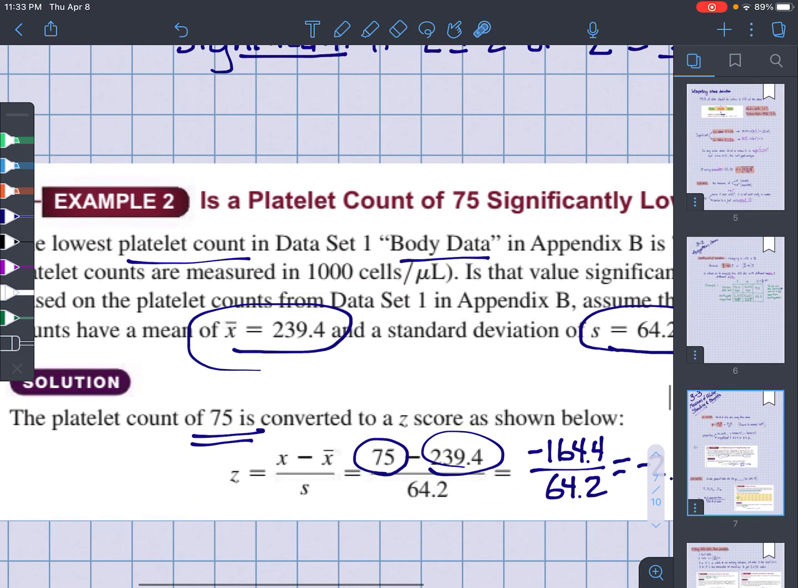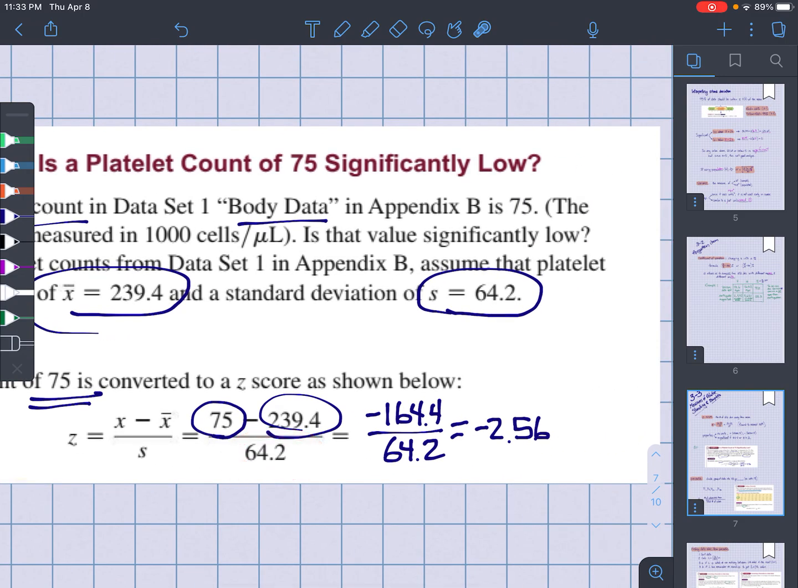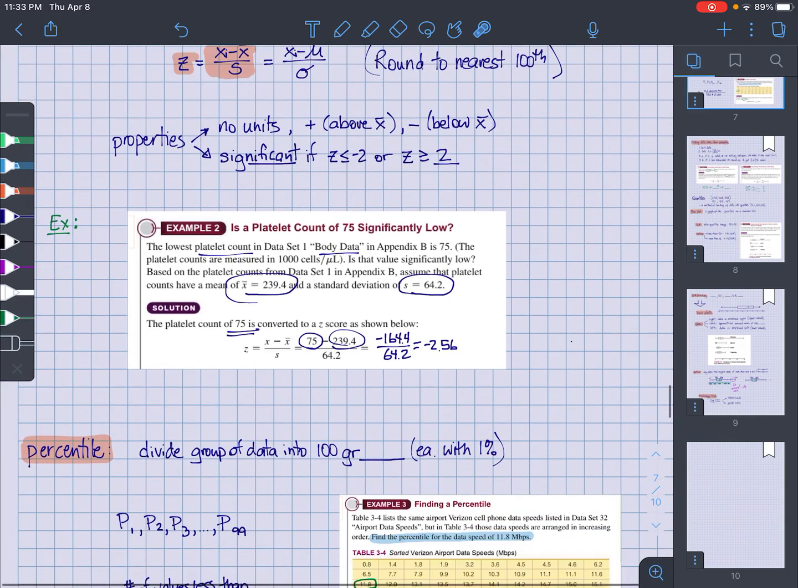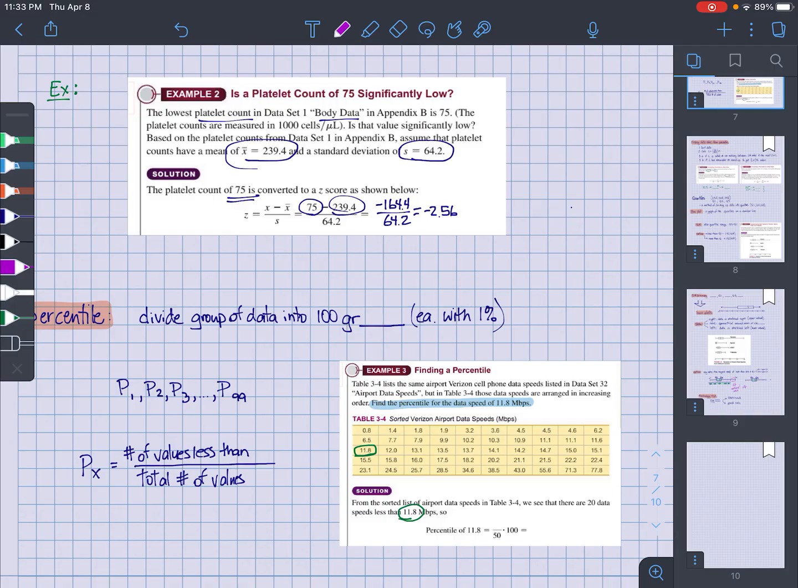So an example, this is platelet counts. When you take your blood, we're going to check to see is 75 considered a low platelet count. So the first thing we do is I subtract the mean, 239.4, from 75. I divide by the standard deviation, 64.2. Notice we have a negative number. Negative 2.56 is my result. So this tells me I am 2.5 standard deviations to the left. All right.